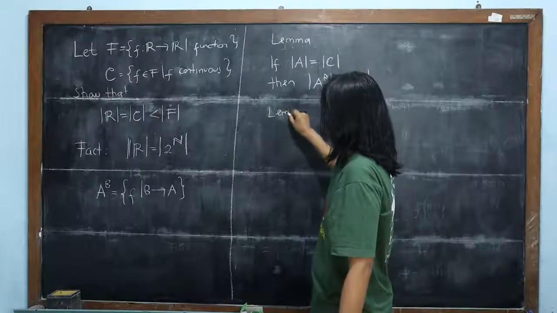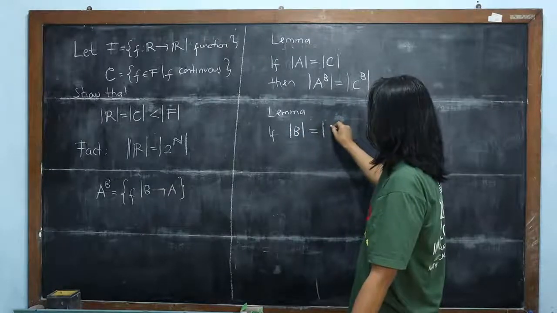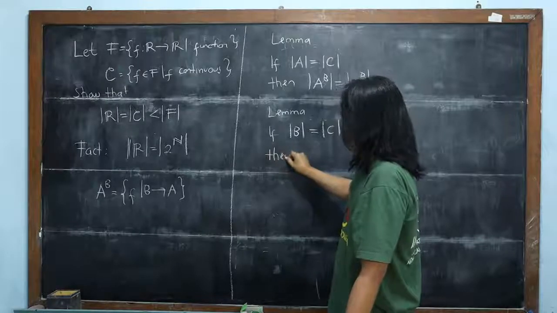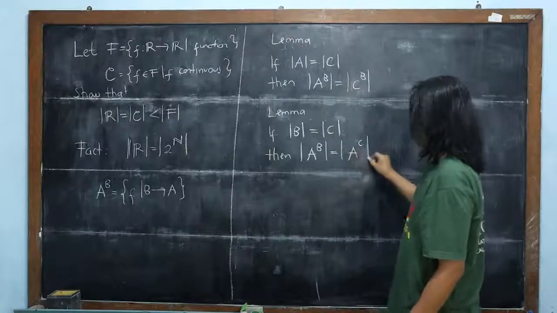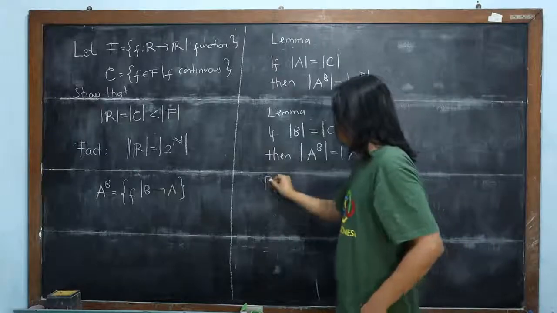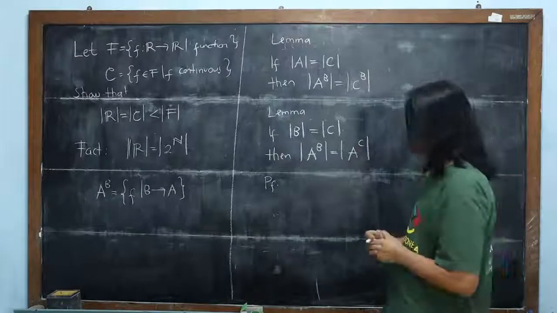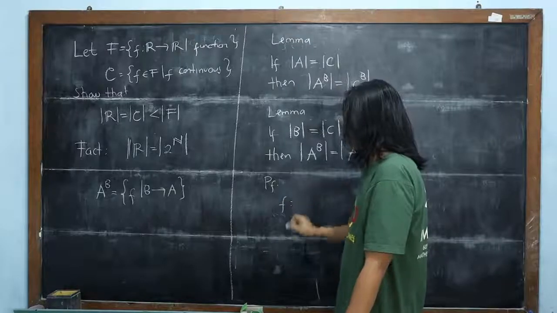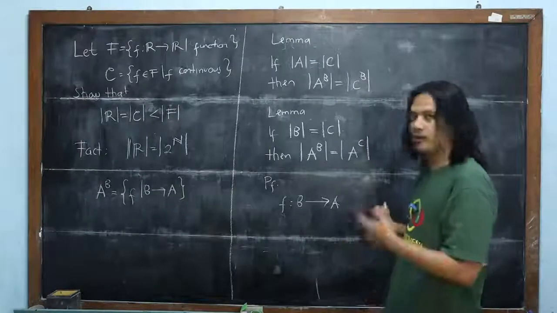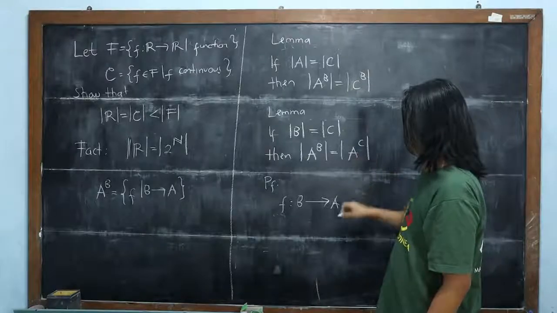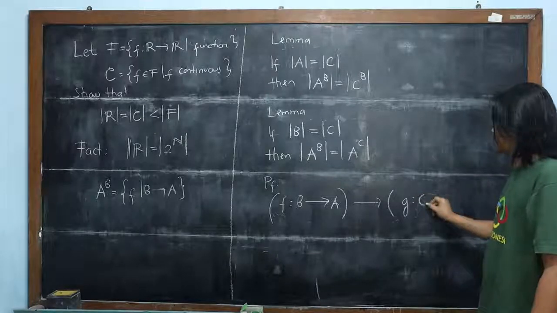Okay. Second lemma: if the cardinality of B is the same as the cardinality of C, then the cardinality of A to the B is the same as A to the C. Okay, so how are we going to prove this? Probably we'll just give a sketch of the proof. Given a map from B to A, we would like to come up with a map from C to A. So how do we map this to get a map from C to A?